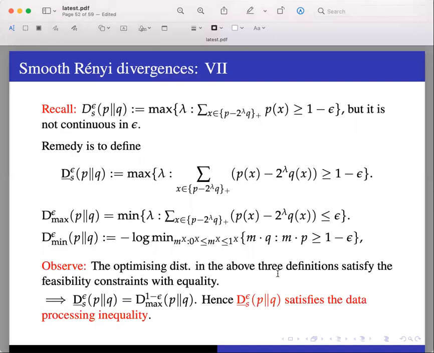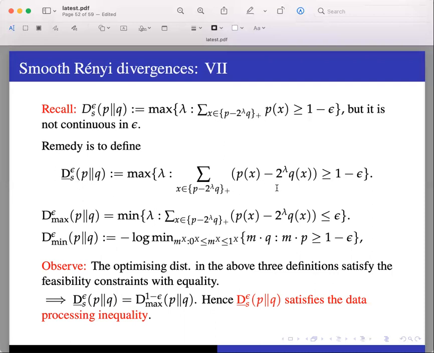Okay, let's go to the next slide. So this was my information spectrum divergence. But it is not continuous. So let's try to remediate. To remediate, we'll take a leaf out from the Dmax epsilon definition. The reason this was not continuous is because an x naught suddenly creeps into this plus set, and that causes a discontinuous jump in lambda. So we'll try to smooth things out. For this objective function, instead of P, I'll replace it by Px minus 2 to the lambda Qx, and I'll call it D underbar epsilon s.